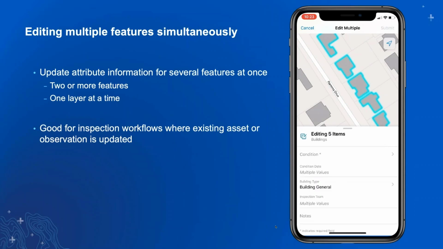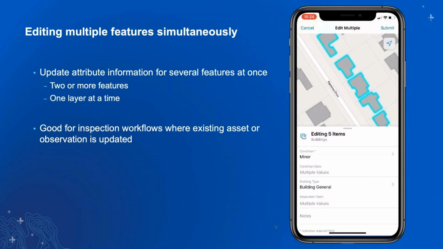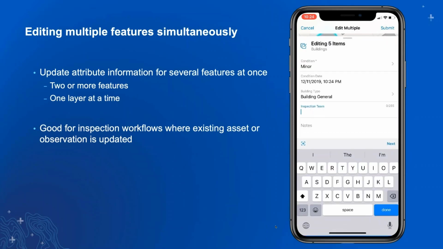And then I can go in and enter the values that I want to apply to all of those buildings. So in this case, minor and the condition and the date that those were inspected. And once I submit those, you'll see that those values are reflected on not just one of those buildings, but all of those that I had selected.